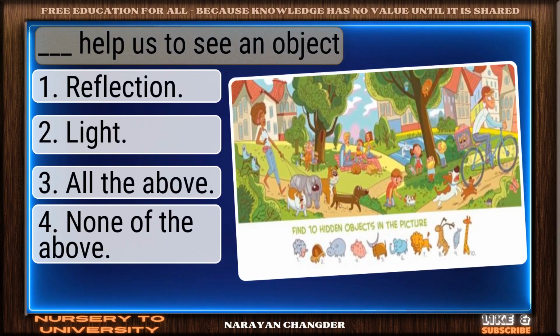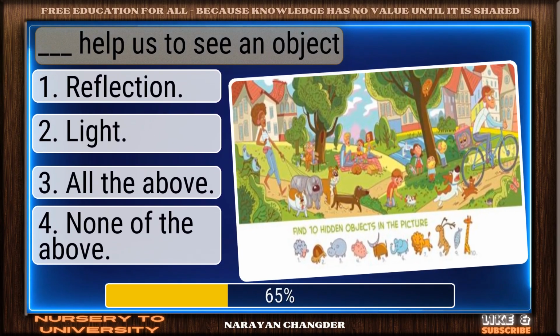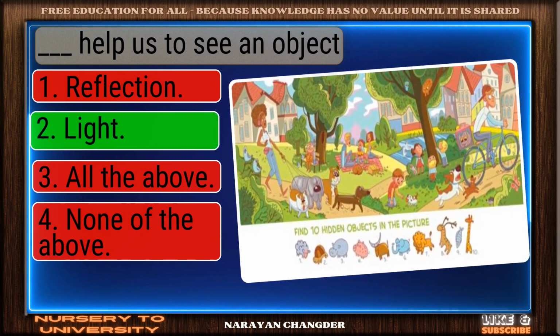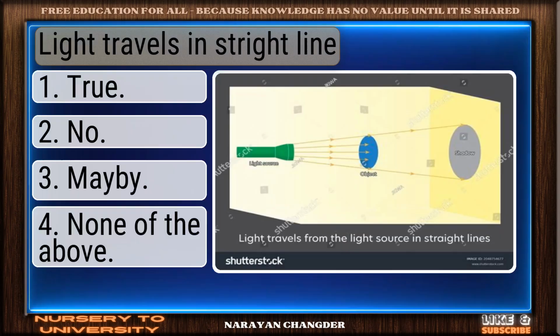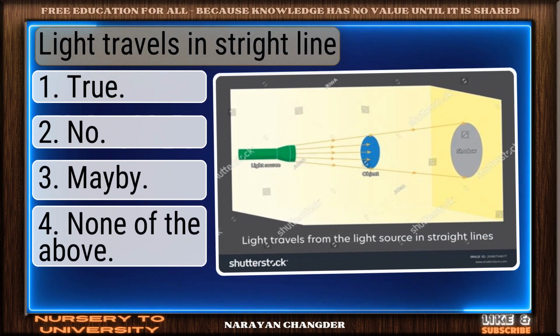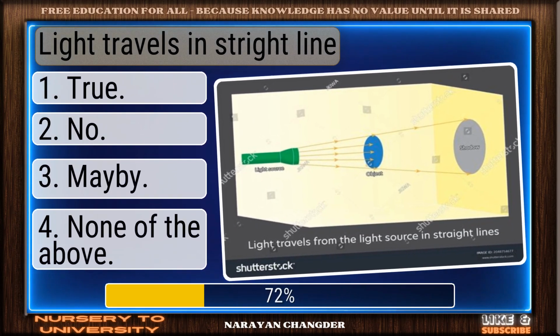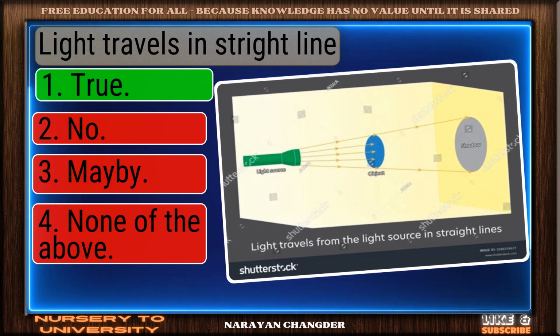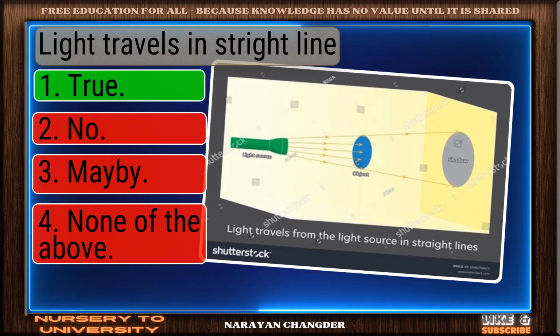Dash help us to see an object. Excellent choice. Light is the right answer. Light travels in straight line. Excellent. True is a brilliant choice.